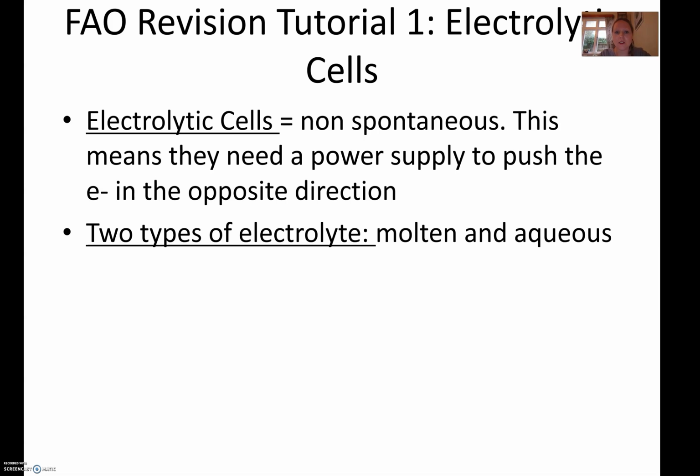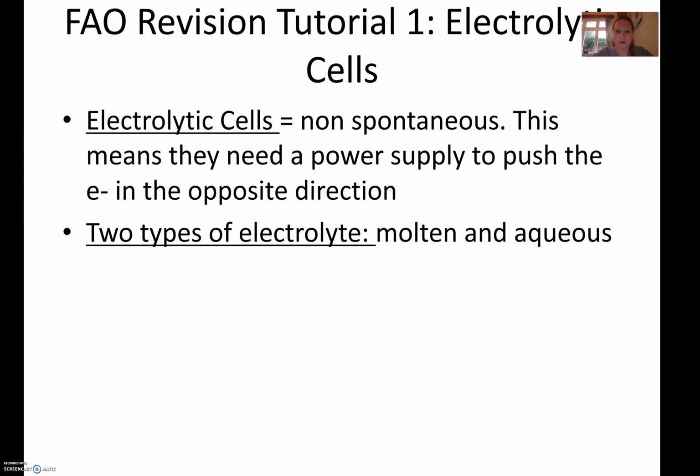So first of all, electrolytic cells are the non-spontaneous cells. So this means that they need a power supply, and the reason why they need that power supply is to push the electrons in the opposite direction that they would naturally want to go. For this type of cell, there are 2 types of electrolyte. Electrolyte is what the electrodes are placed in, and they can either be molten or aqueous.